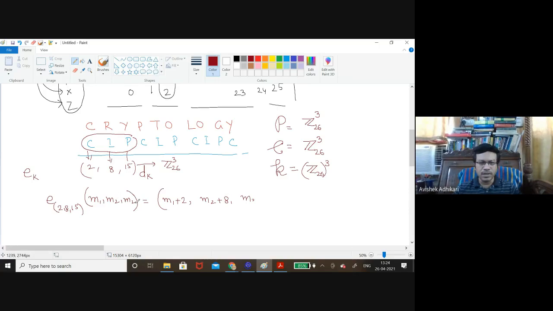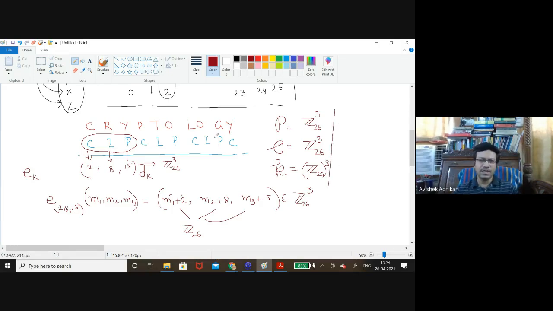So it was M1 plus 2, M2 plus 8, M3 plus 15, and all of them are in Z26. So that belongs to Z26 cube. M1 plus 2 means they are elements of Z26. As a result, this means M1 plus 2 modulo 26, M2 plus 8 modulo 26, M3 plus 15 modulo 26. So that happens. Now you can understand, is it a generalization of Caesarean cipher?